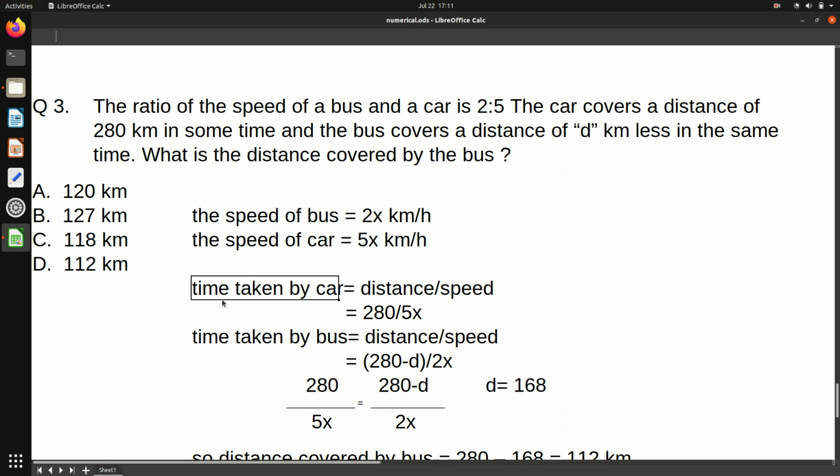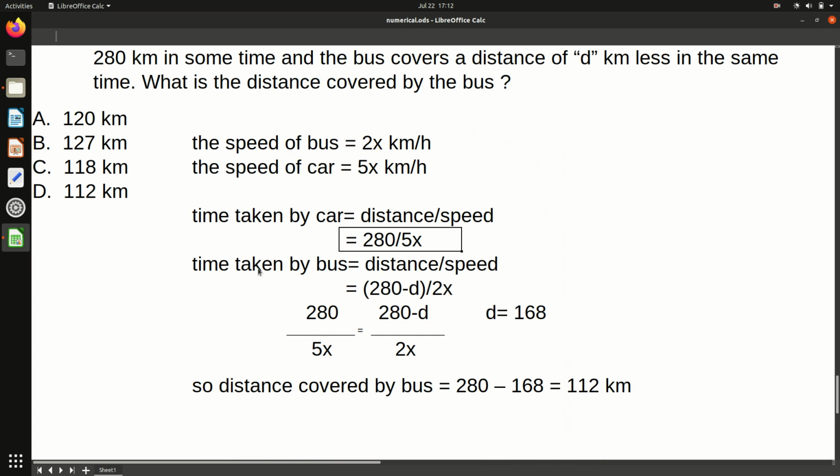So at first I have calculated time taken by car, which will be distance by speed. So for the car, what was the distance? So 280. So 280 by, and what is the speed? So speed of car is 5x. So 280 by 5x. This is the first equation.